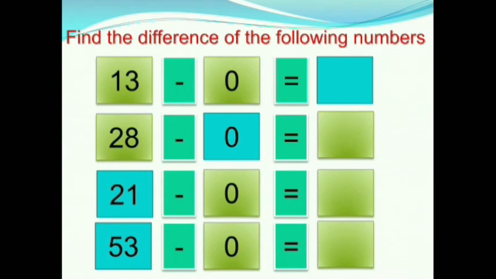Children, now we should find the difference of the following numbers. The first question is 13 minus 0. Remember children, if 0 is subtracted from any number, the difference is the number itself. Therefore, 13 minus 0 is equal to 13. 28 minus 0 is equal to 28. 21 minus 0 is equal to 21. 53 minus 0 is equal to 53.